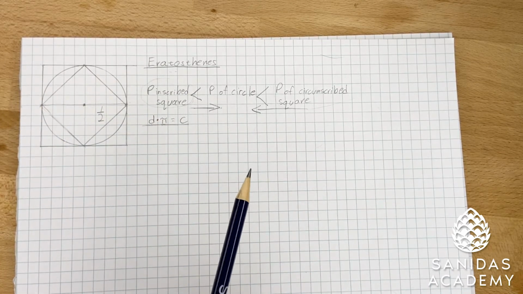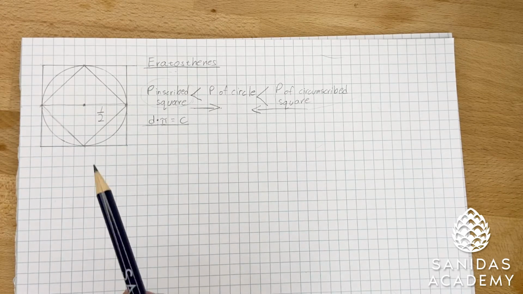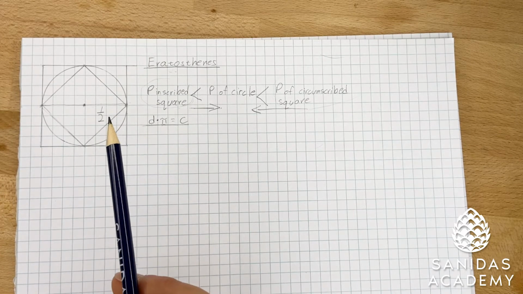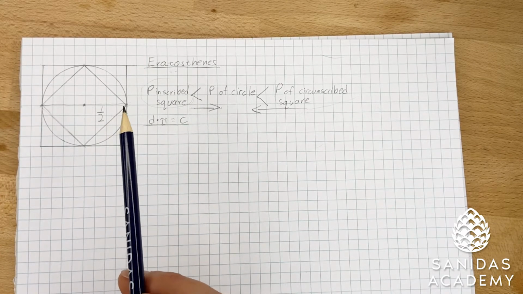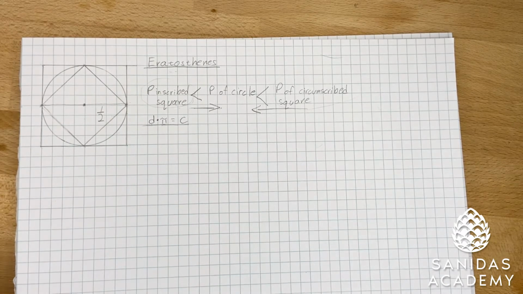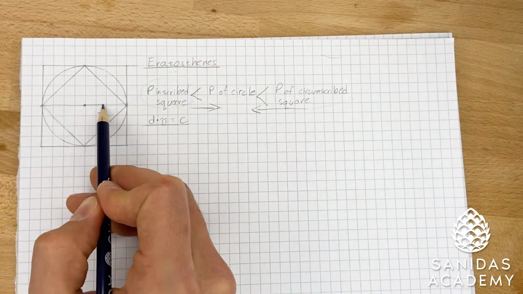So first and foremost, let's do a little bit of geometry here. Let's find out what, and we're going to focus on the inscribed square here, right? Let's find out what the perimeter of this inside square is. Okay, so we have 1/2 right here.